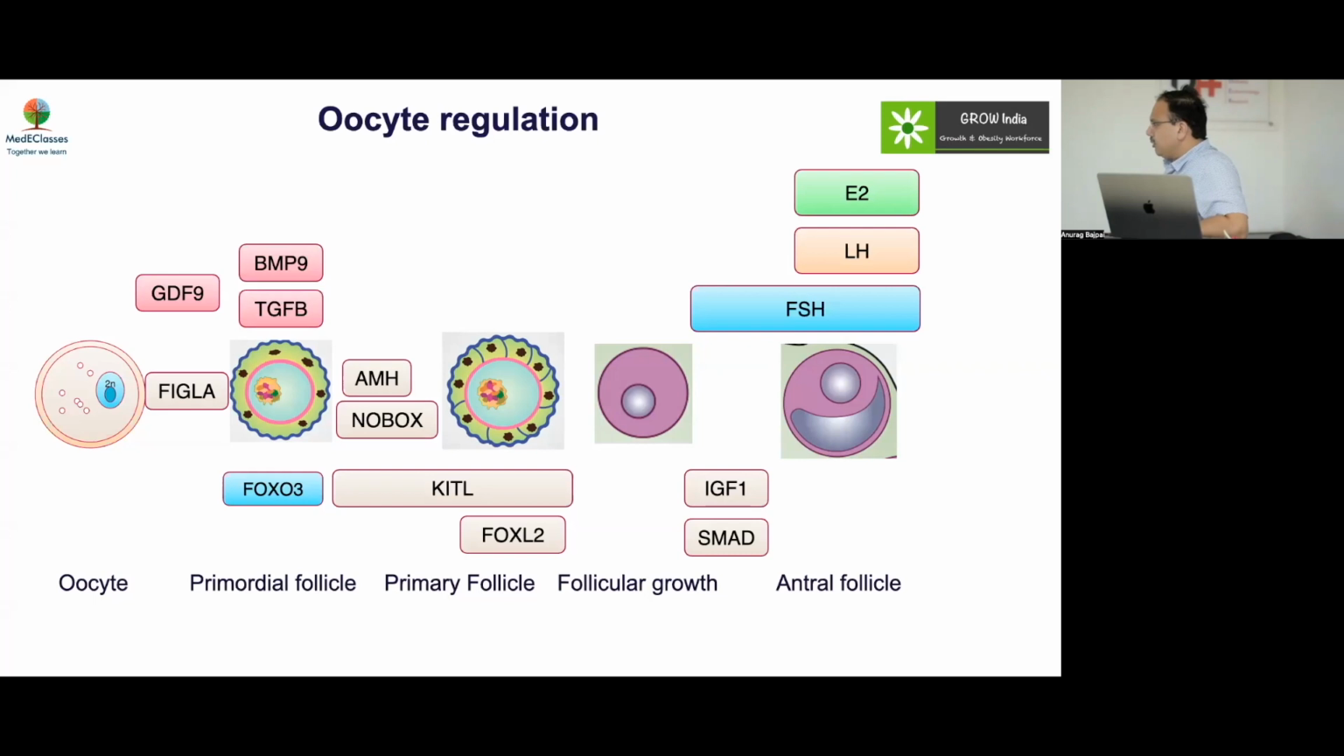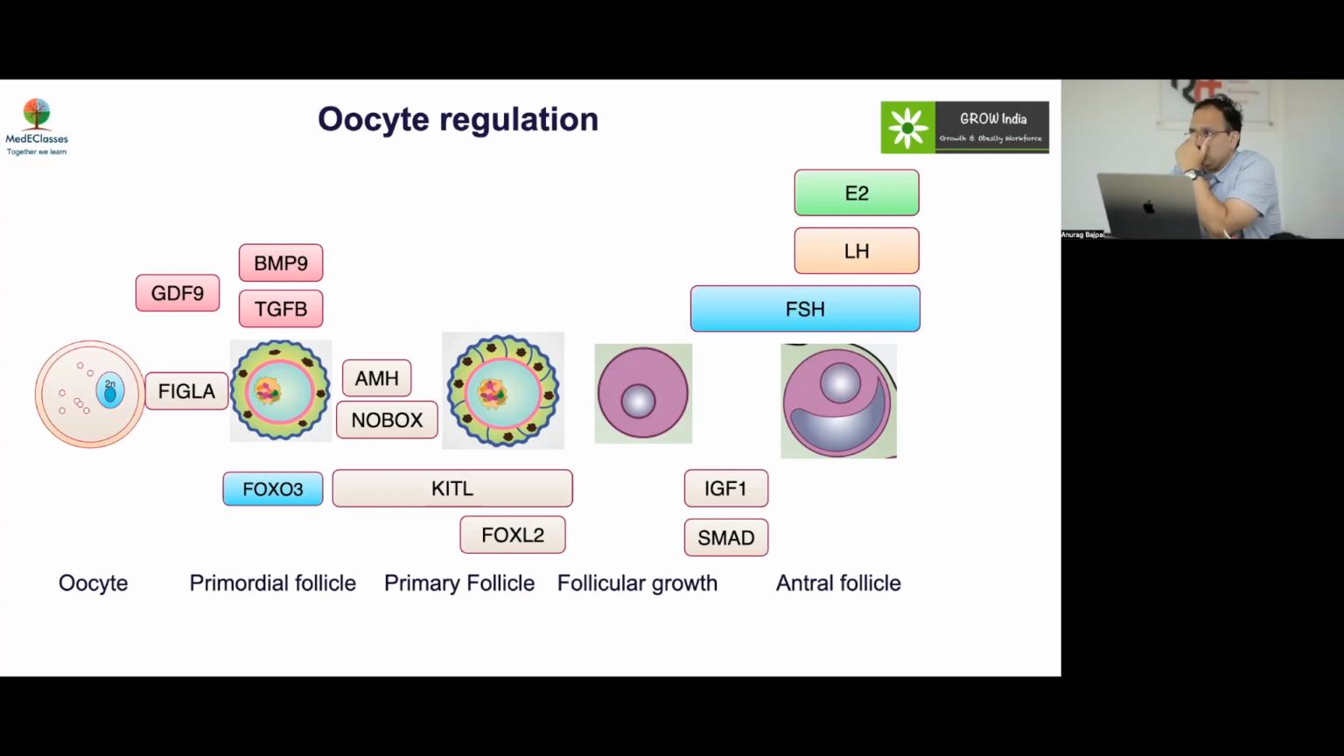Now based upon that, Alapan, can you tell me what will happen if you have somebody who has a FSH receptor problem, somebody who has an LH receptor problem, or somebody who has an aromatase problem or an estrogen receptor problem, in terms of ovarian morphology?